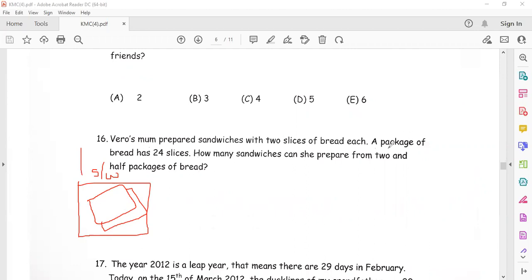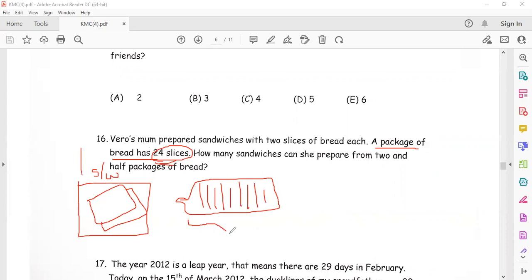A package of bread has 24 slices. A better word to use would be loaf. So maybe like this. A loaf of bread or a package of bread has got 24 slices in it. So if you have 24 slices and you needed 2 slices for 1 sandwich, this 1 package will give you 24 divided by 2. You can only make 12 sandwiches.